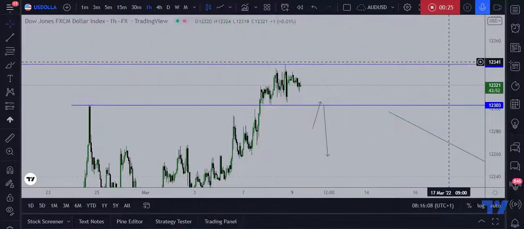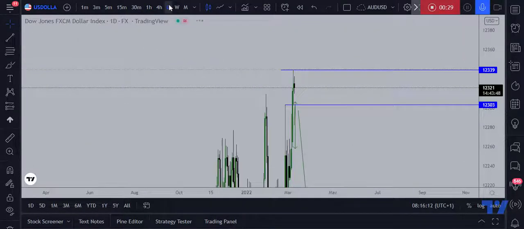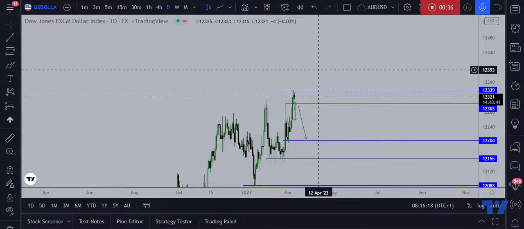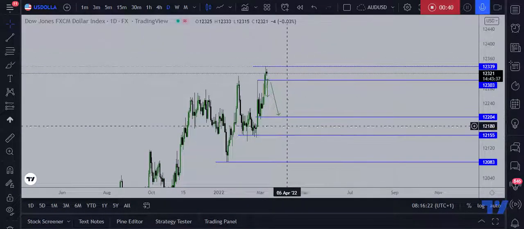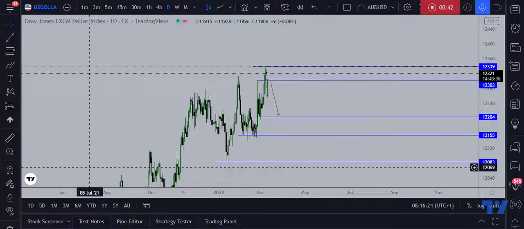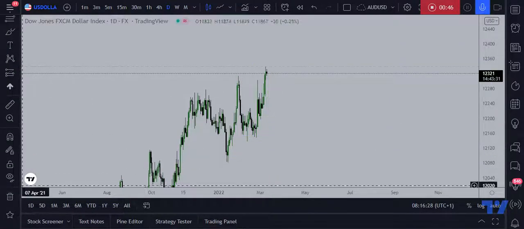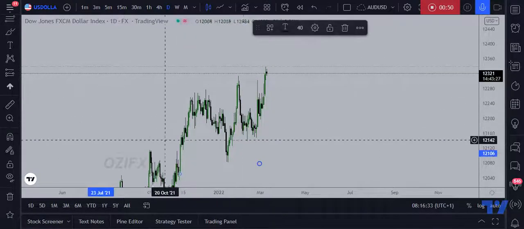For the US dollar, let's start from the daily time frame because I'll be analyzing from the daily to the 4 hour to the 1 hour. I'll make a drop down analysis. I've already marked up the chart, but for clarity's sake, I clear everything and then I will analyze it from the beginning.